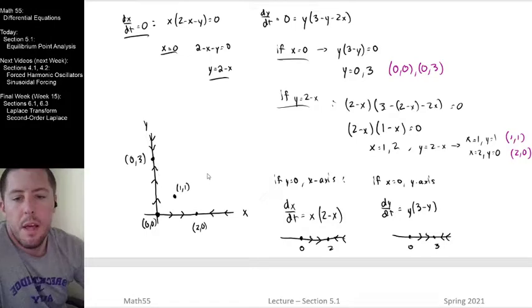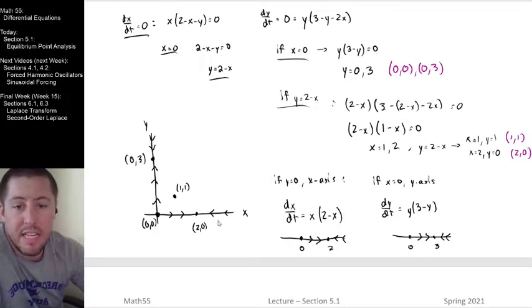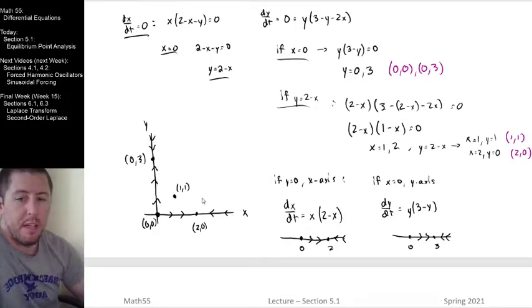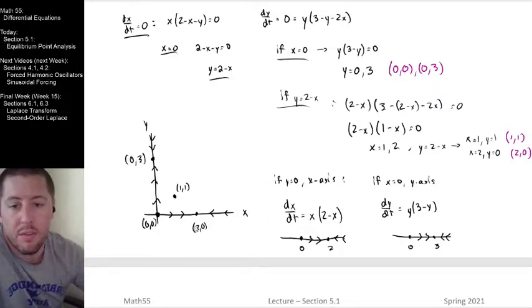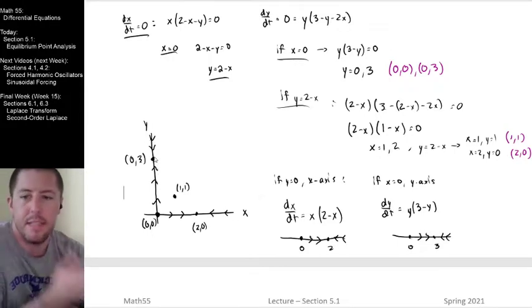So the bottom line is I actually have a decent idea of what I think the phase diagram looks like right here, sort of. I think I know at least what's going on in the axes. It seems like the origin, 0, 0, is probably a source. It seems like this is maybe a sink right here.